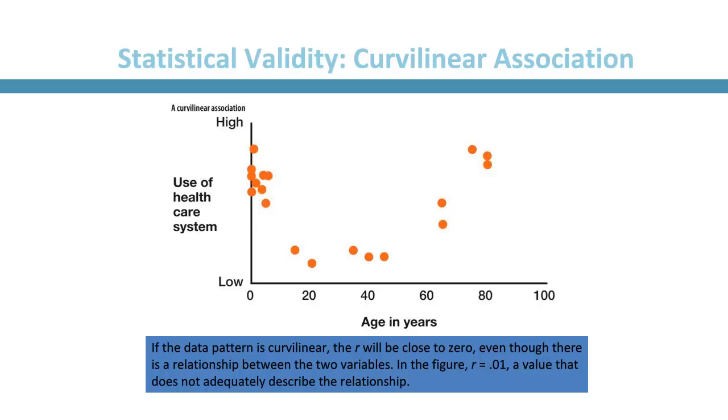And again, that starts to get into a little bit more complicated ideas than we want to talk about here in methods. But just know correlation is looking at linear relationships only. So if you have a curvilinear association like this one here, use of the healthcare system and age, correlation will not measure that appropriately, and you won't get an accurate representation of the relationship with a correlation.